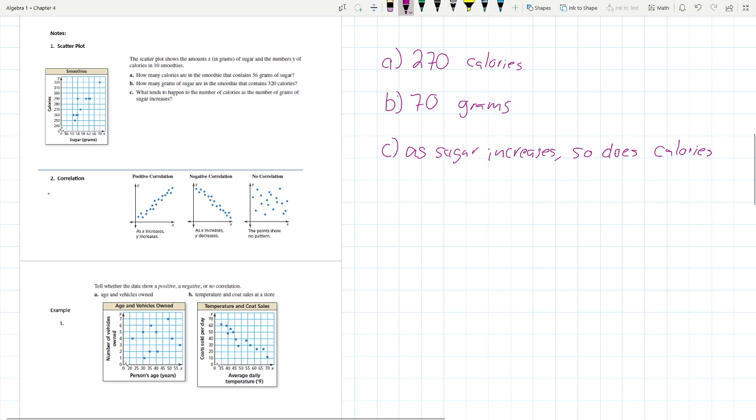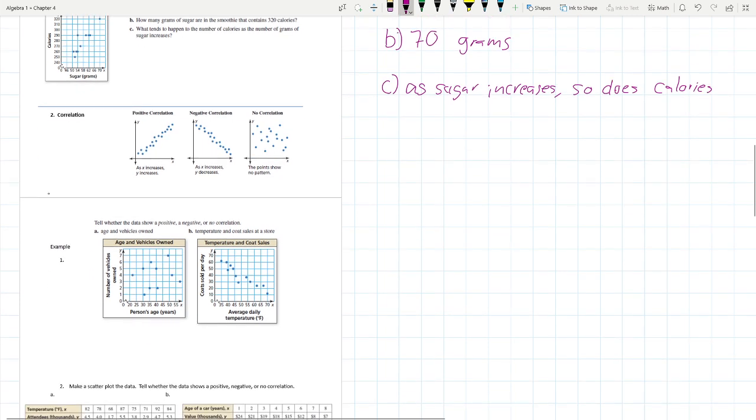What that plays into is this idea of correlation. We can have three different types of correlation. We can have a positive correlation, which is as our x value increases, so does our y. We can have a negative correlation, which is as our x increases, our y decreases. And we can also have no correlation, where there's really no pattern. You might notice that positive and negative are very similar to how a line looks on a graph. You can have a positive line or a negative line.